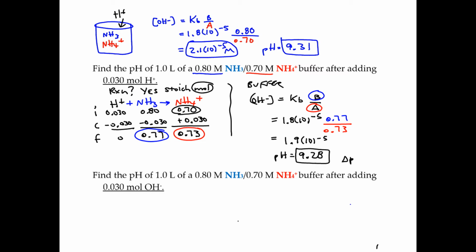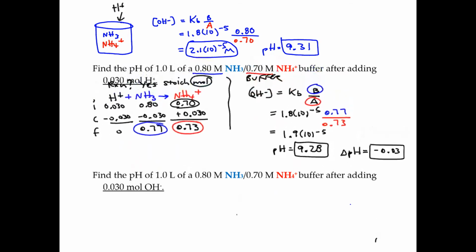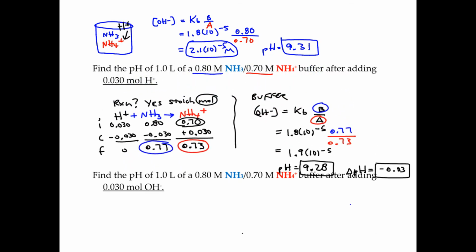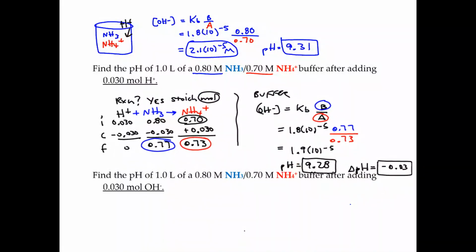And notice how that compares with the 9.31. The delta pH went down by 0.03 as compared with the original pH of 9.31. Okay, it makes sense it went down because we added an acid, so it made the pH go down, but not significantly. Okay, let's do the same problem again, but now we're going to add OH minus. We'll do that on the next video.